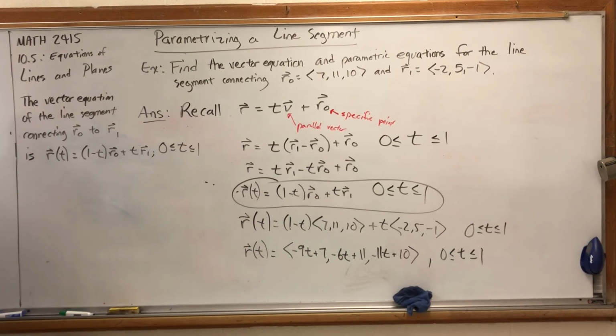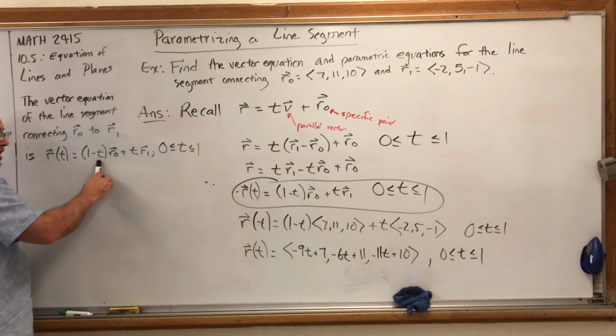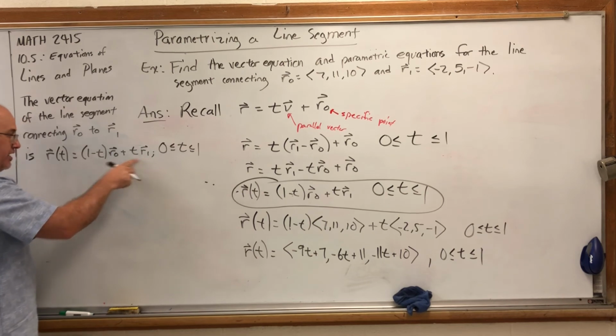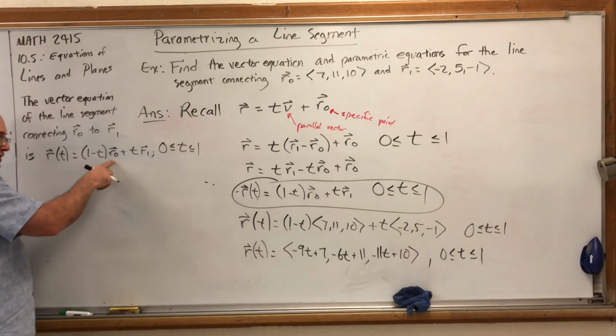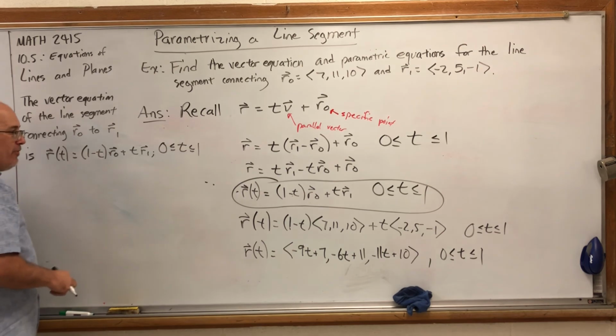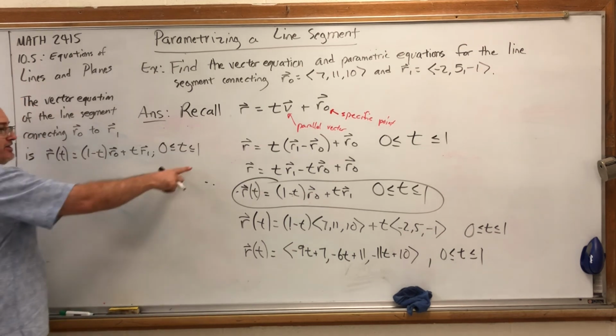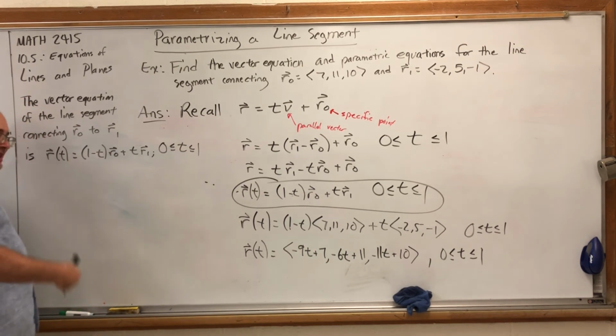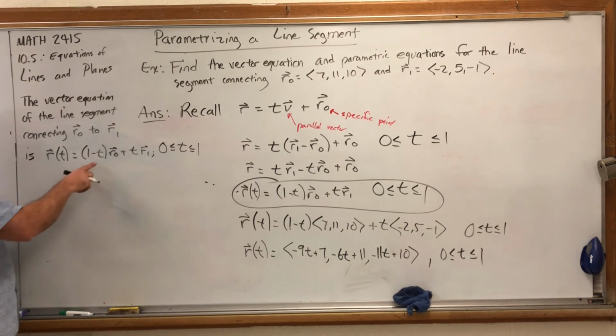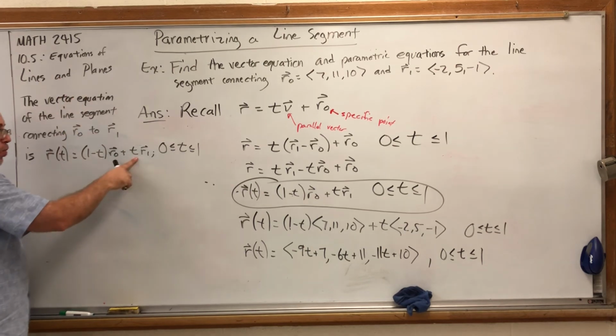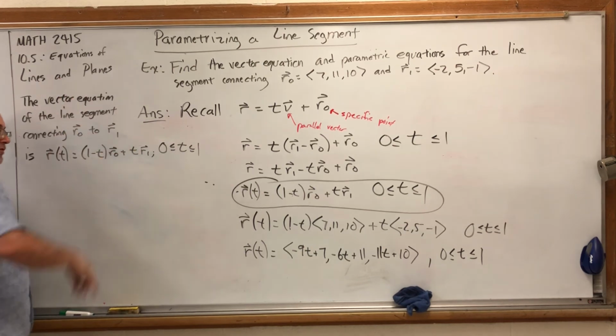Number two, which one goes in front of which? Well, remember, at time equals 0, we start at R0. So putting in 0 has to get rid of the R1 and leave the R0. Putting in 0 does get rid of the R1. 1 minus 0 is 1. We get 1 R0. So we start there. And we have to end at R1. So putting in t equals 1 has to leave us R1 and get rid of the R0. So putting in t equals 1 here gives the R0 a coefficient of 0. It's gone. Putting a 1 here gives a coefficient of 1 in front of the R1.